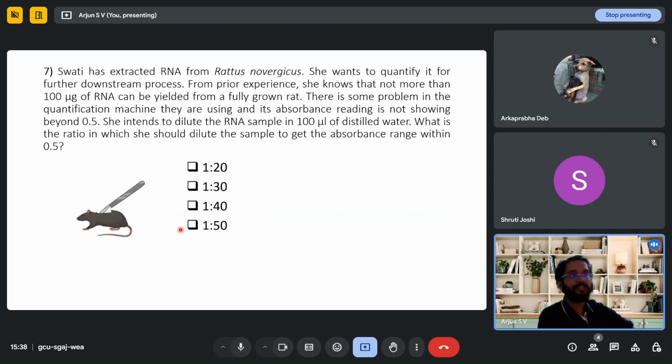So I'll move on to the next question. Swati has extracted RNA from Rattus norvegicus. She wants to quantify it for further downstream processes. From prior experience, she knows that not more than 100 microgram of RNA can be yielded from a fully grown rat. There is a problem in the quantification machine they are using, and its absorbance reading is not showing beyond 0.5. She intends to dilute the RNA sample in 100 microliter of distilled water. What is the ratio in which she should dilute the sample to get the absorbance within 0.5?